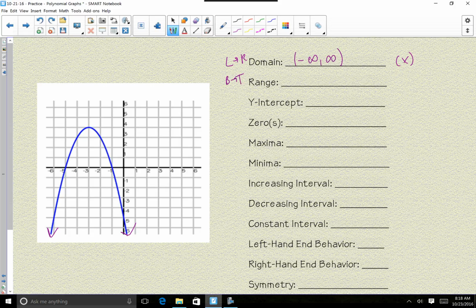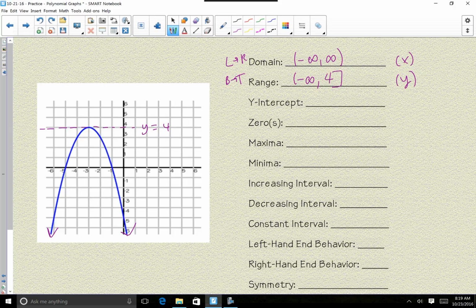Your range is bottom to top. That's your y values. And if you notice, from the bottom, we have arrows, so negative infinity at the bottom, and we're coming up, and we're stopping right here. Nothing's going higher than this value of y equals 4, so up to 4. And we get a bracket because it is a part of the graph, so it's inclusive.